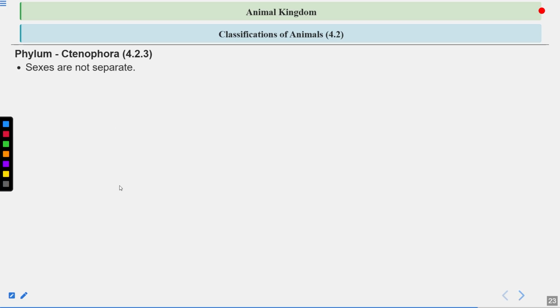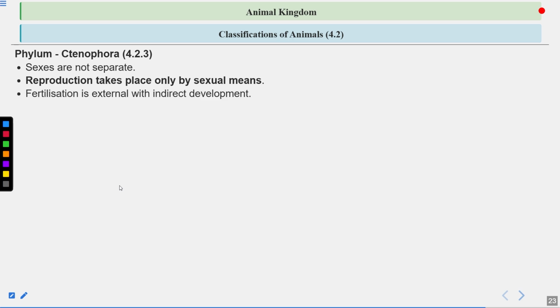Sexes are not separate. They are hermaphrodite. Both sexes are present in the same individual. Reproduction takes place only by sexual means. No asexual reproduction is found in the case of Ctenophora. Fertilization is external, meaning fertilization takes place outside the body, and it is indirect development, that is, formation of larval stages. Examples: Pleurobrachia and Ctenoplana.